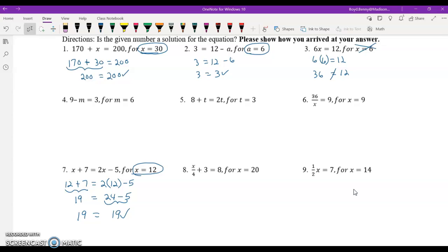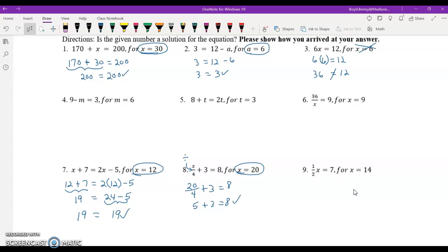All right, how about the next one? Let's see, I'm going to replace x with 20. 20 divided by 4 plus 3. Now, don't forget, a fraction bar means division. We don't use the old division symbol. Equals 8. So let's see, 20 divided by 4 would be 5 plus 3 equals 8. And that, in fact, checks out, is a true statement. Therefore, we can circle x equals 20.